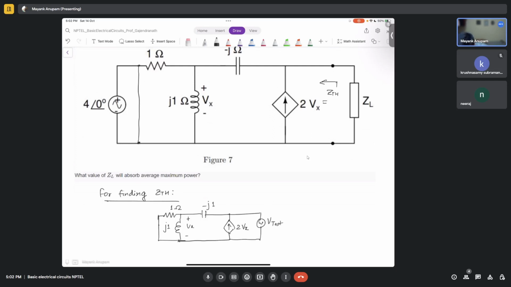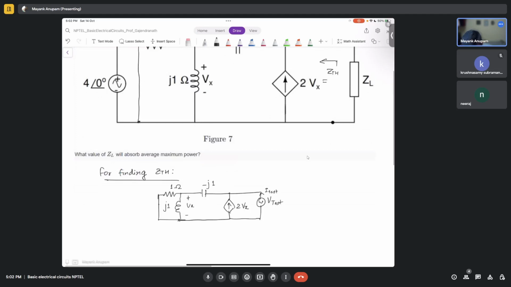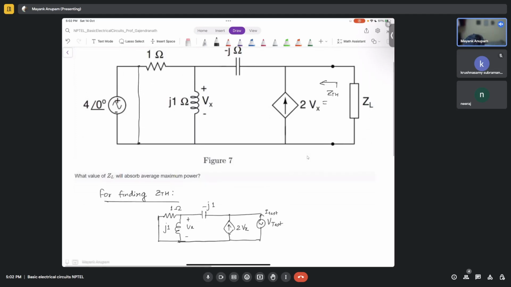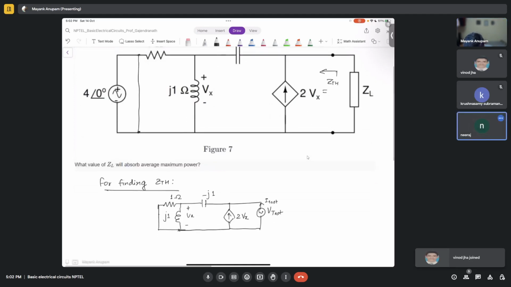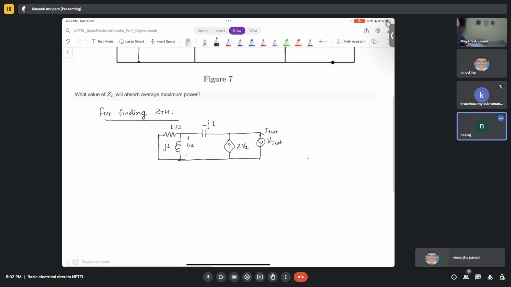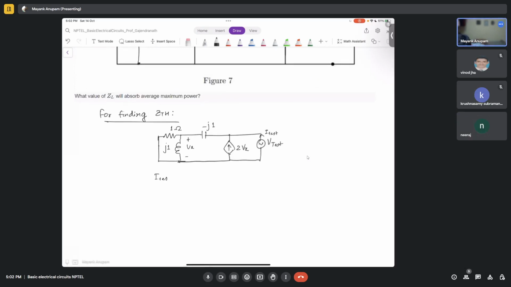We test. What is the current I test here? Sir, I have not calculated it yet, sir. Okay, let's do that. So I test would be equal to how much? This current is going this way, so it will be minus 2Vx, right, plus whatever current is going here, isn't it? So how much current will be going here? Sir, V test divided by Z equivalent. Correct. So V test divided by Z equivalent.